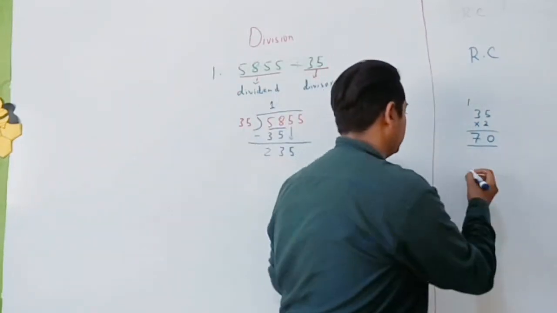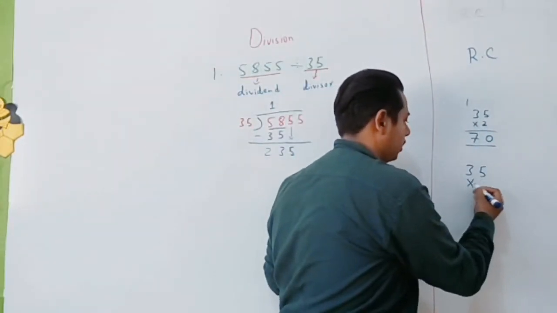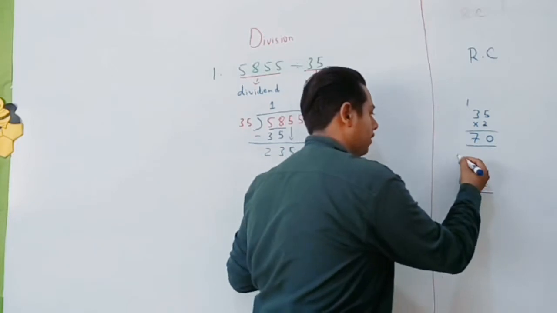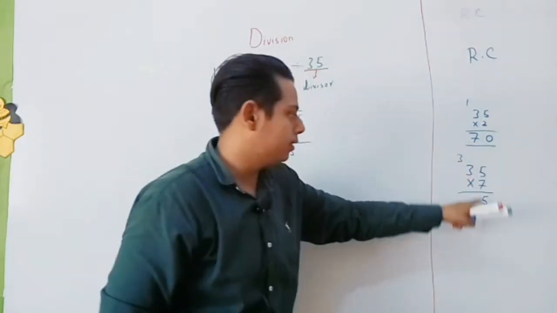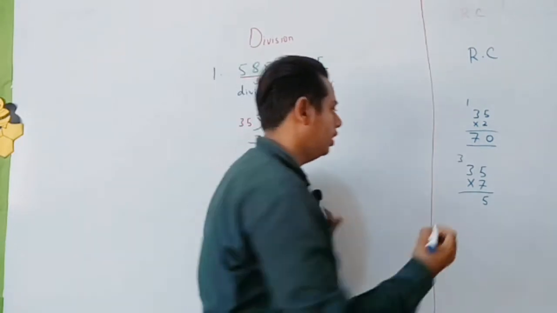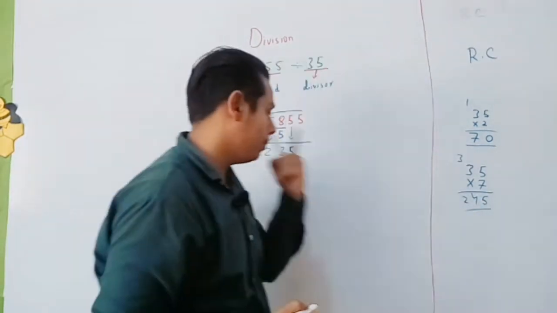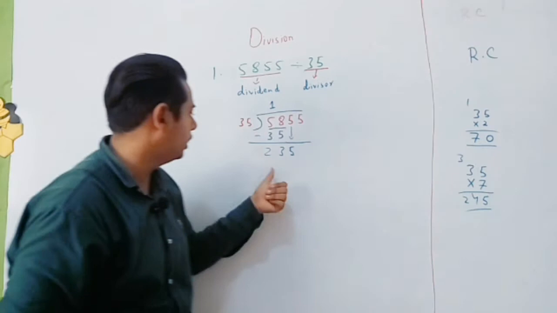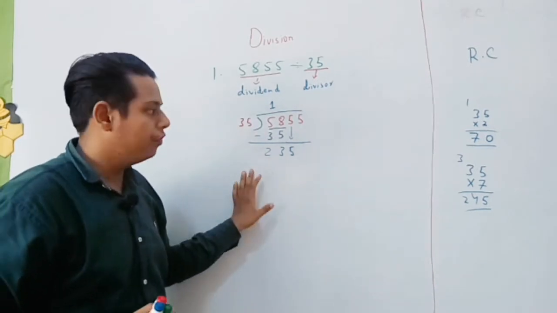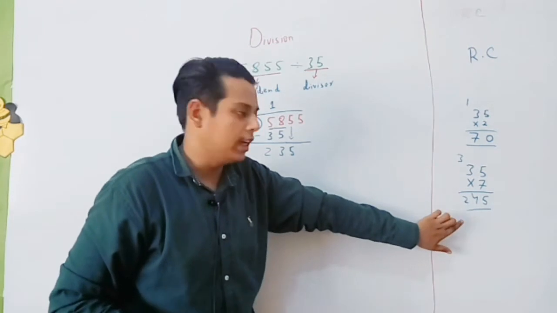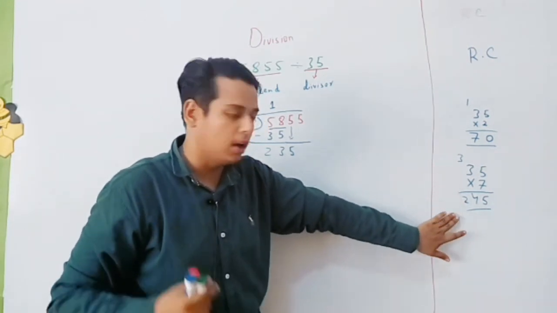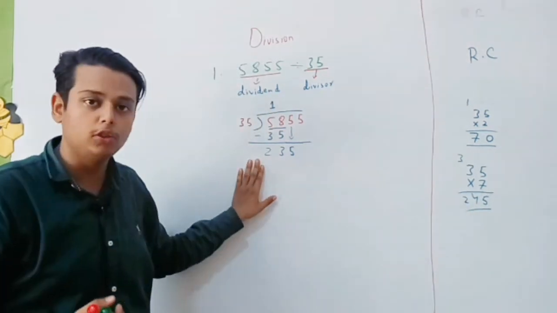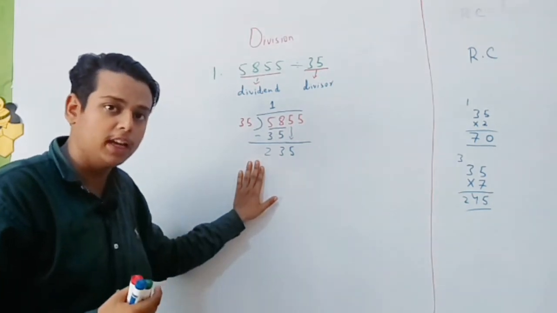सो नाउ आई एम जस्ट मल्टीप्लाइंग 35 with 7. Fine. So 5 7s are 35 and 3 7s are 21. 21 plus 3 is 24. So what number am I getting over there? 245. So this number 245 is greater than this 235. So we cannot use this. यानी हम 35 को जब हम 7 से मल्टीप्लाई कर रहे हैं तो हमें कौन सा नंबर मिल रहा है? 245. We cannot use 245 over here because 235 is a small number. 235 क्या है? Small number.